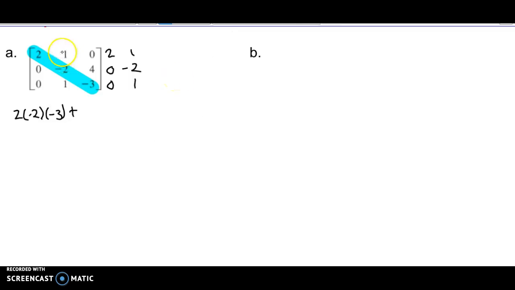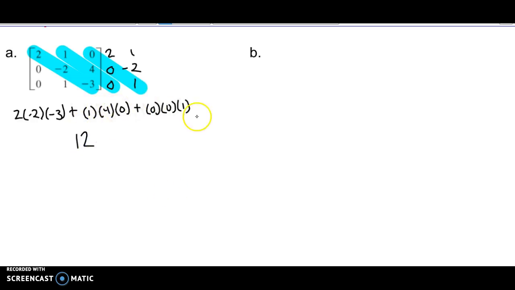I'm going to go to the next diagonal, which is 1, 4, and 0. I'm going to multiply those. So I have 1 times 4 times 0 plus, I'm going to do 0, 0, 1. So 0 times 0 times 1. So if I multiply all of these, I get negative 2 times negative 6, which gives me 12. So all of these become 0.